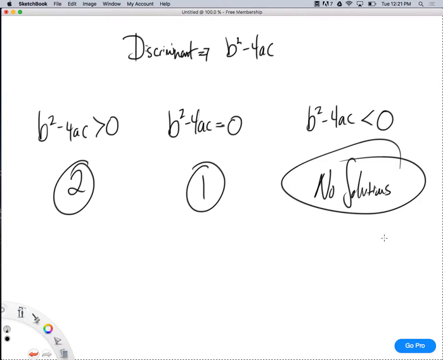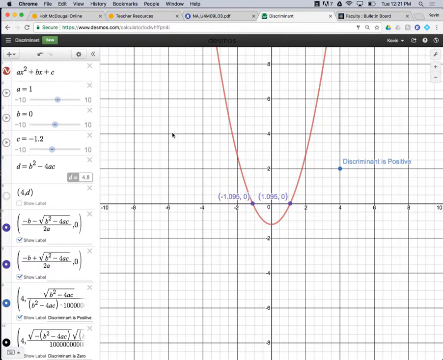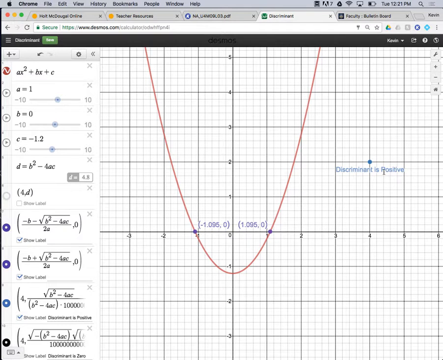Okay, what does this look like graphically? Well, we have our good friend Desmos here. And if we take a look, we see here this dot here is telling us what our discriminant is. So it says our discriminant is positive there. The way that this graph works is it tells us what the discriminant is based on the function that's plotted. Does that make sense to you guys?